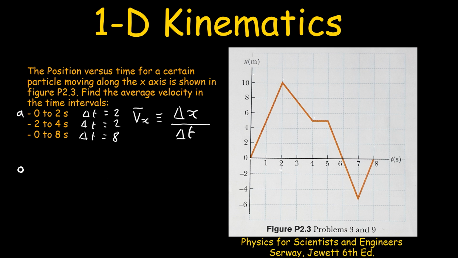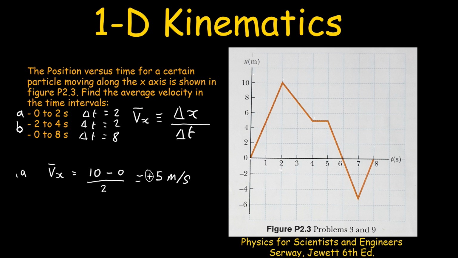So part A, the average velocity v_x is equal to the final position, which is 10 meters, minus the initial position, which is 0 meters, divided by 2 seconds. And we get 5 meters per second. And because average velocity is a vector quantity, the sign is important here. So positive signifies a gradient that increases over time.